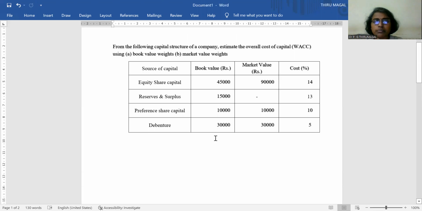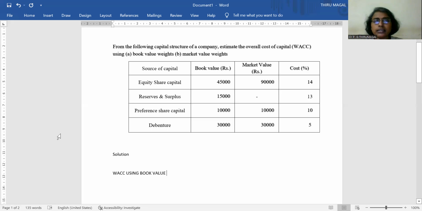So the next step will be, we need to find out the solution for this particular problem. First we'll start with the book value. So, WACC using book value. That is what we have to find out as the first step: WACC, that is weighted average cost of capital, using book value.